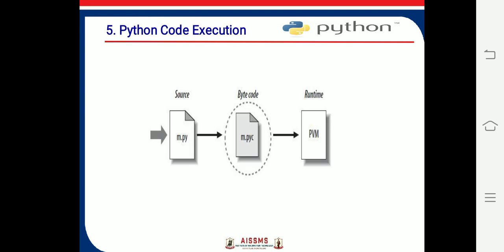Python code execution. Python traditional runtime execution model. Source code you type is translated to bytecode, which is then run by Python virtual machine. Your code is automatically compiled, but then it is interpreted.